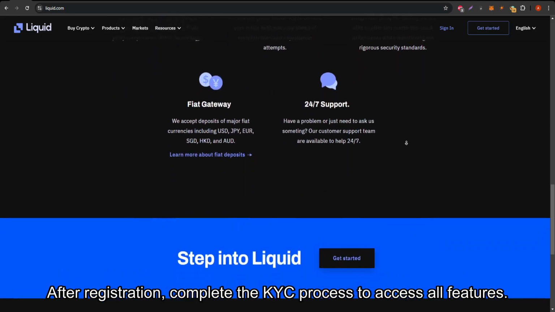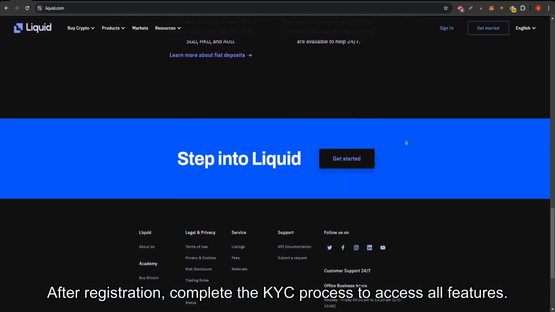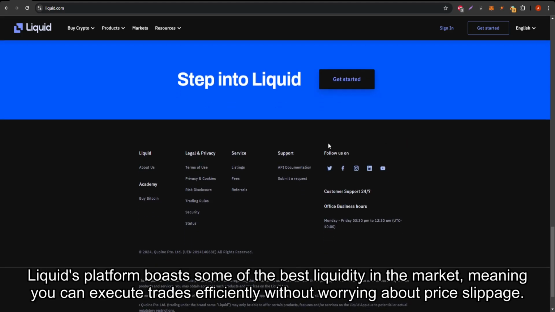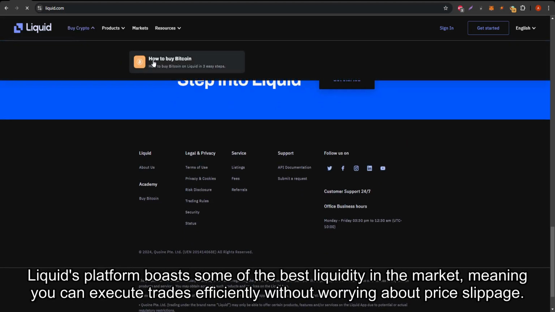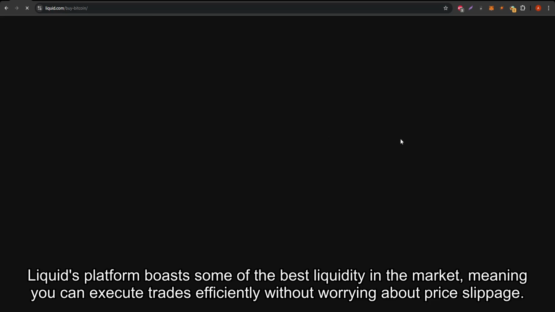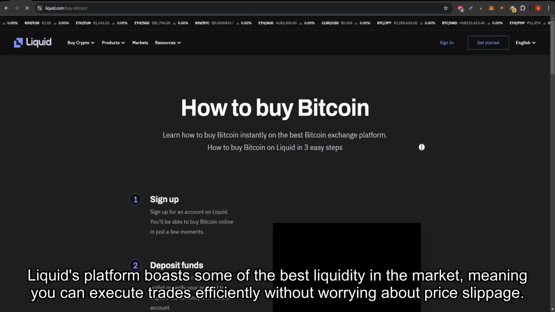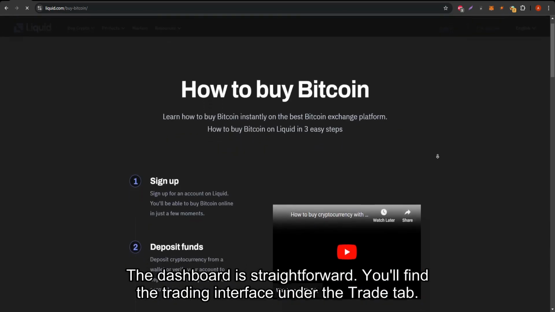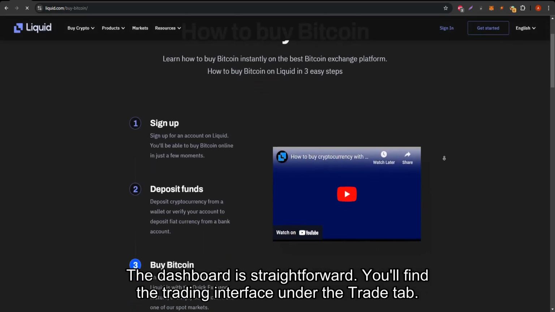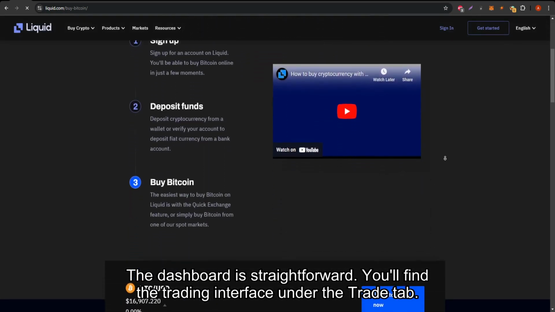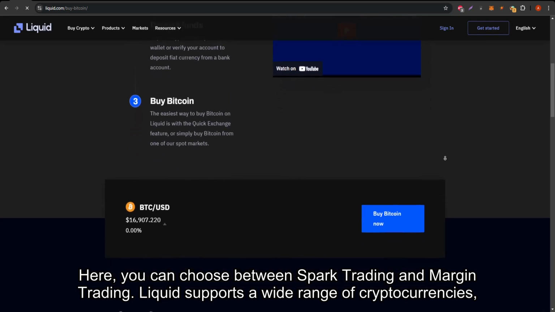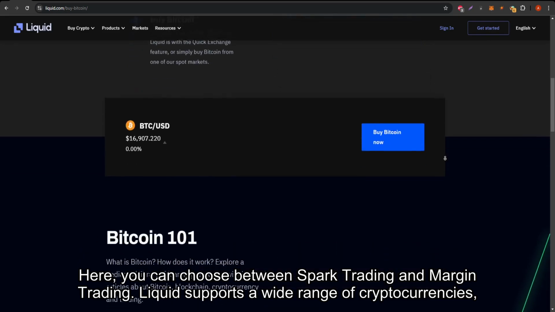After registration, complete the KYC process to access all features. Liquid's platform boasts some of the best liquidity in the market, meaning you can execute trades efficiently without worrying about price slippage. The dashboard is straightforward. You'll find the trading interface under the Trade tab. Here, you can choose between spot trading and margin trading.